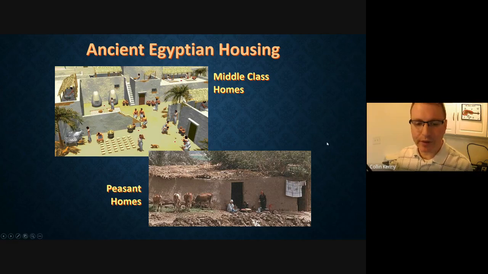You know? Anyways, we see peasant homes were typically small. Multiple families would live in something this large, and they're going to have, you know, straw or hay or reed kind of roofs. Whereas if you're middle class or rich, your homes would be much, much larger. You'd have multiple rooms. You'd have a nice courtyard central area, and they're going to be a lot bigger.